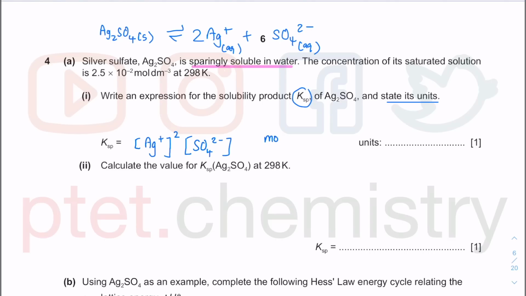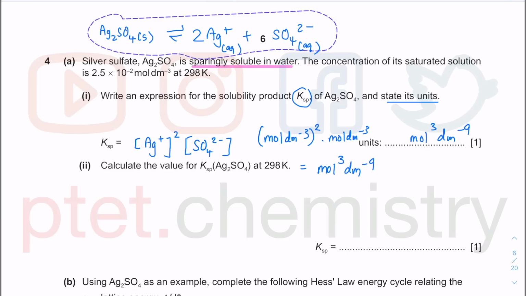So we're going to get a total of mol per dm cubed, squared, multiplied by mol per dm cubed. You're going to get mol to the power of 3. And then dm^-3 squared is dm^-6, and then you add it with minus 3. So minus 6 plus minus 3 is going to be minus 9. So you get mol^3 dm^-9. Bookkeeping there.